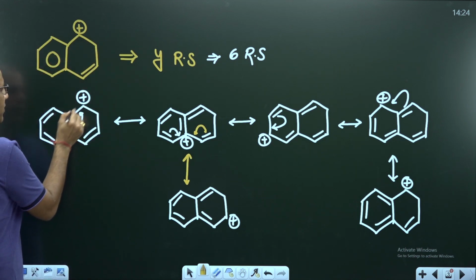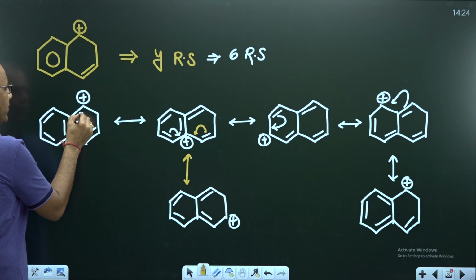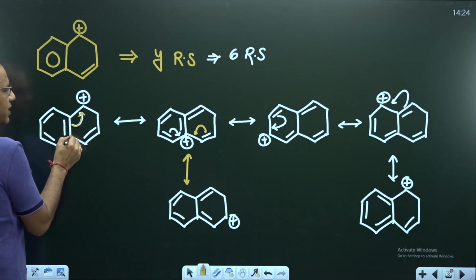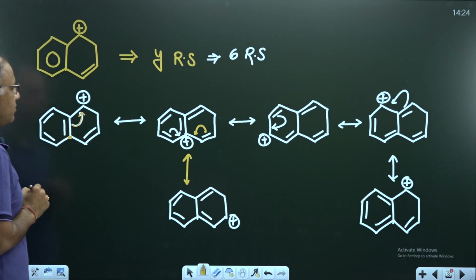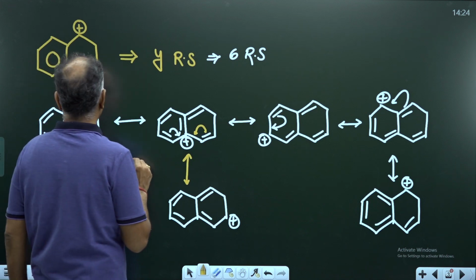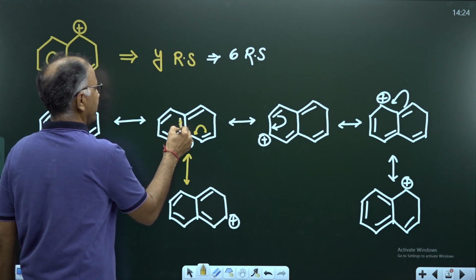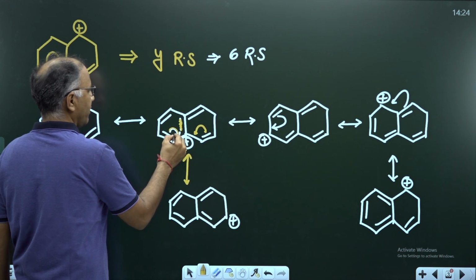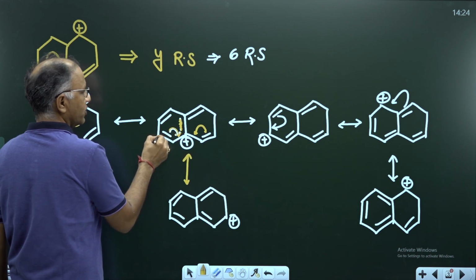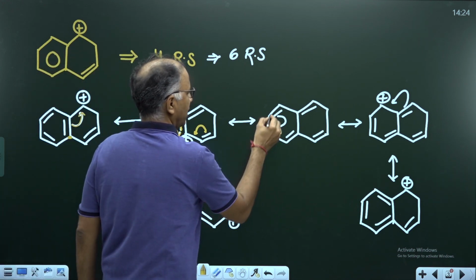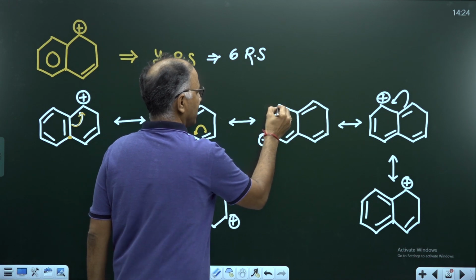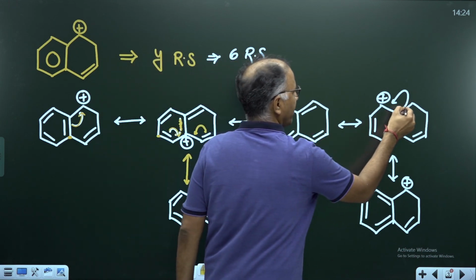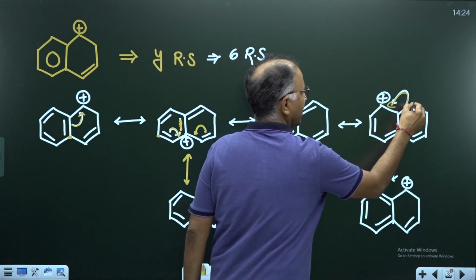So first of all, double bond conjugation with positive charge. If I move the pi bond here, the positive charge will come on this carbon. Got it? This means this is an extra pi bond. Now what is the second RS? Then I will move this pi bond here, then I will get this positive charge. If I move this pi bond here, positive charge. Similarly, if I move this pi bond here, the positive charge will come on this carbon.